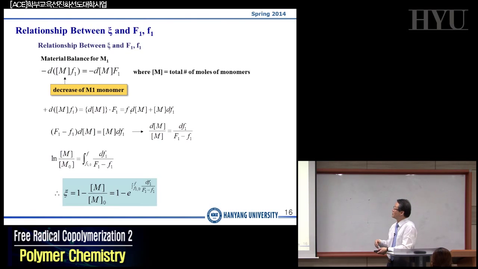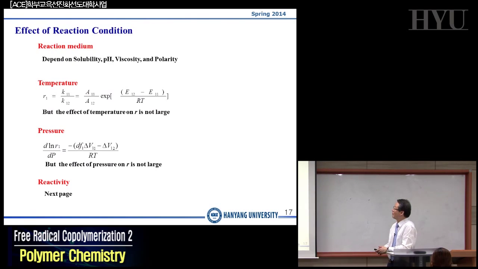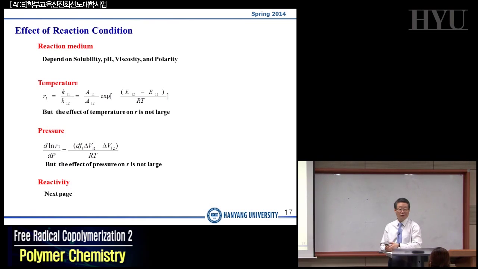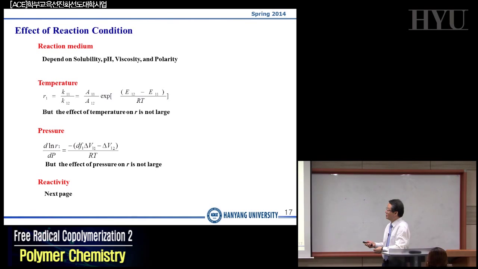I think I will skip this, the eta, okay. And what about the reaction conditions? Reaction conditions such as solubility, pH, viscosity, and polarity will affect the monomer reactivity and other conditions. What about the temperature? Does temperature affect the monomer reactivity constant?